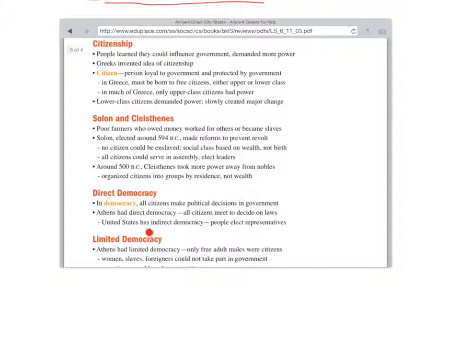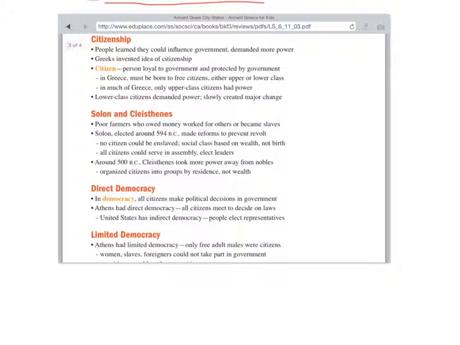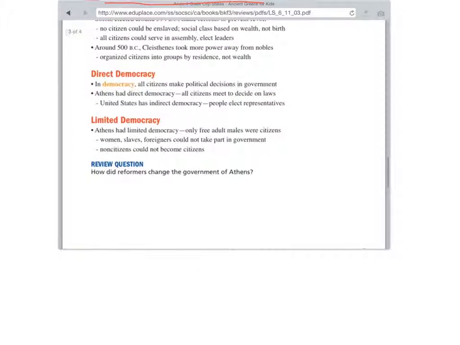Now, that's different than the U.S. The U.S. has an indirect democracy where people elect representatives. Except this direct democracy wasn't a true direct democracy, because not all the people were invited to help. It was called a limited democracy. Only free adult males were citizens. Women, slaves, and foreigners could not take part in government, and non-citizens could never become citizens. But that's what Greece is really famous for: these starts of democratic principles where everybody has a say or a voice in some fashion, and equal rights were really looked at within the Greek government.